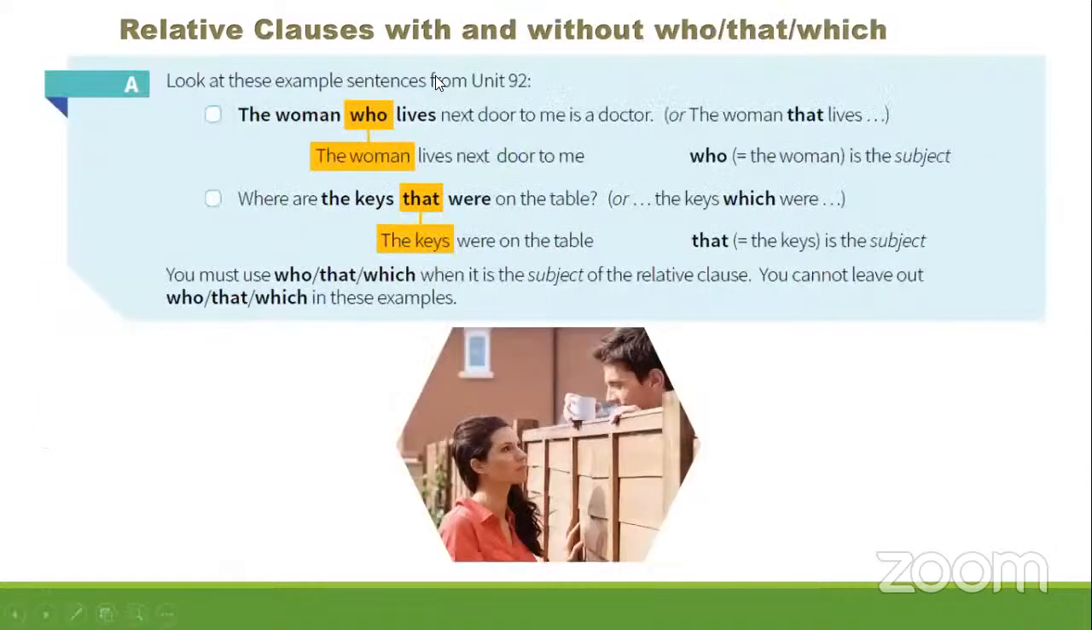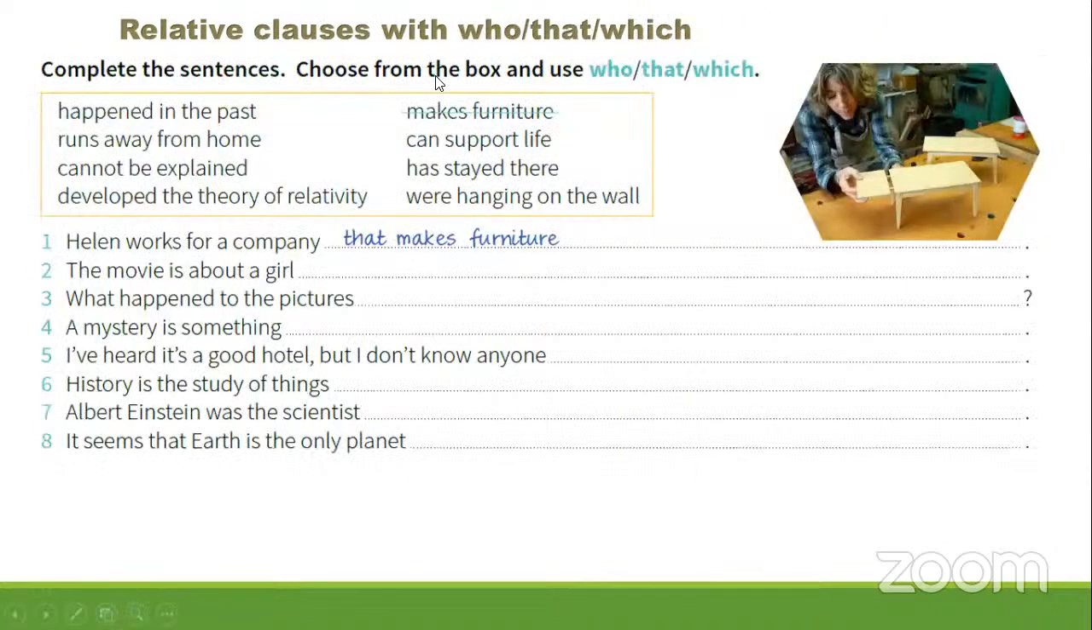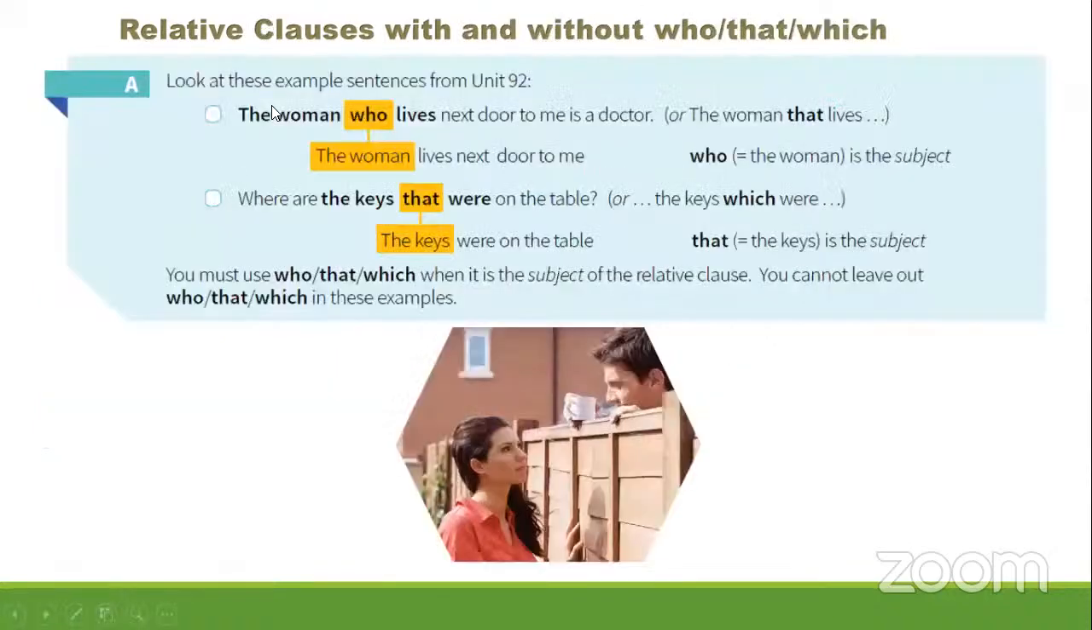For example, relative clauses with who, that, which, right? Quién, cuál, qué, something like that. But there are relative clauses with and without who, that, or which. It's possible. The woman who lives next door to me is a doctor. The one that lives, right? We can use only that. The woman lives next door to me. That's different. Who is the subject, the woman over here.